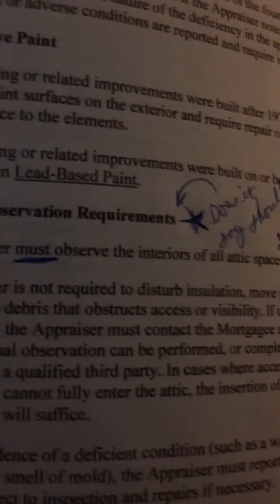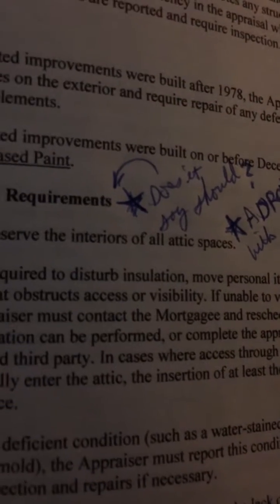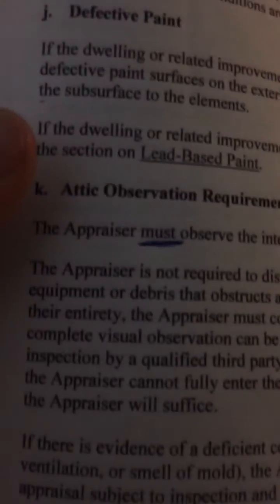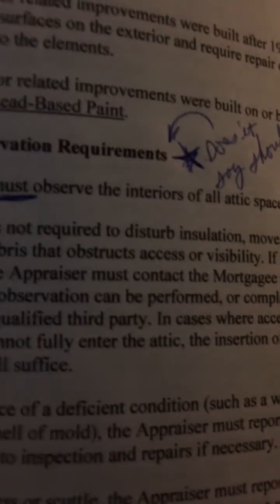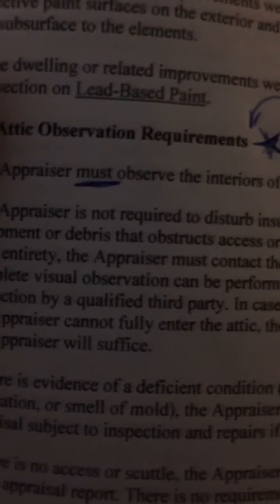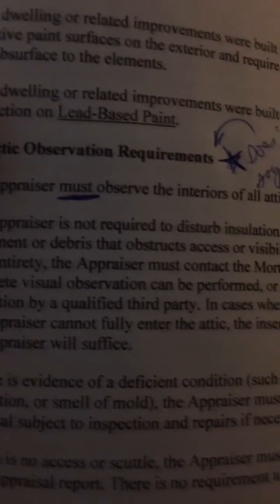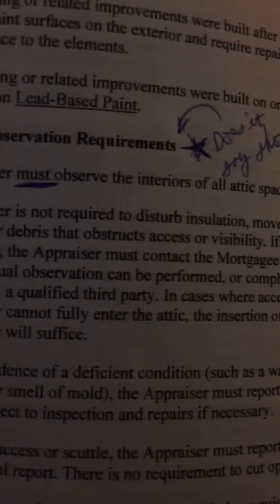The appraiser must observe the interiors of all attic spaces. The appraiser is not required to disturb insulation, move personal items, furniture, equipment, or debris that obstructs access or visibility. If unable to view the area safely in their entirety, the appraiser must contact the mortgagee and reschedule a time when a complete visual observation can be performed, or complete the appraisal subject to the inspection by a qualified third party.